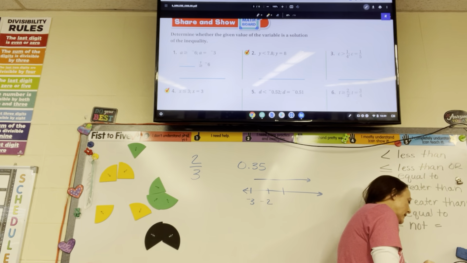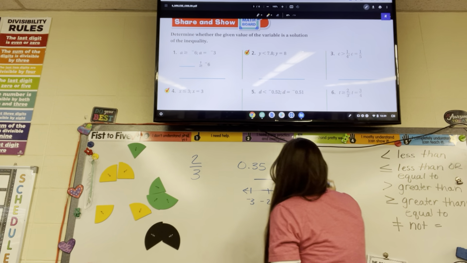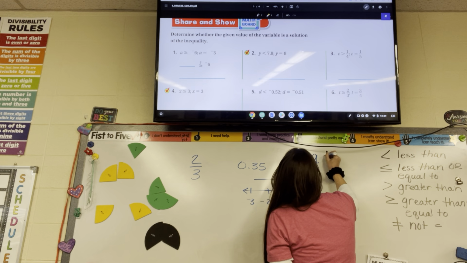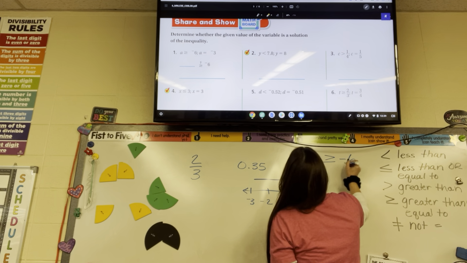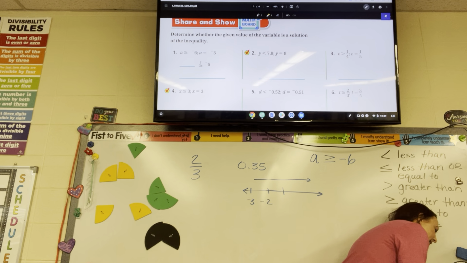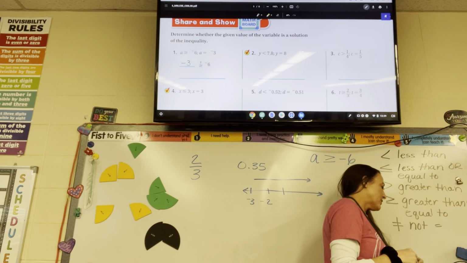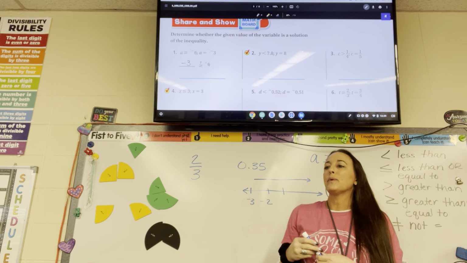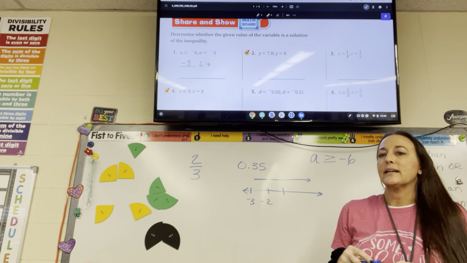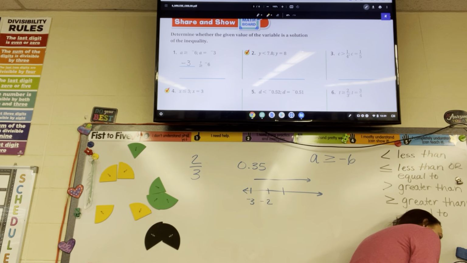Okay, so here we go. A is greater than or equal to -6. They want us to replace A with -3. The question mark above that indicates we're thinking, is -3 greater than -6? Yes, because it's further to the right. So this is what you're going to write as your answer. -3 is a solution.